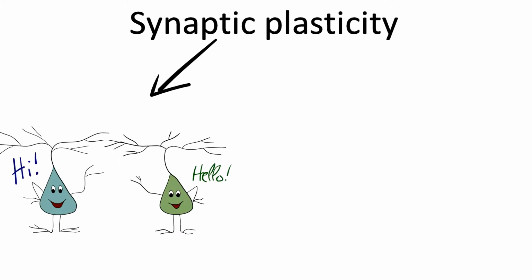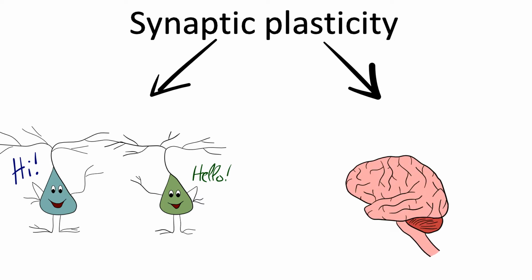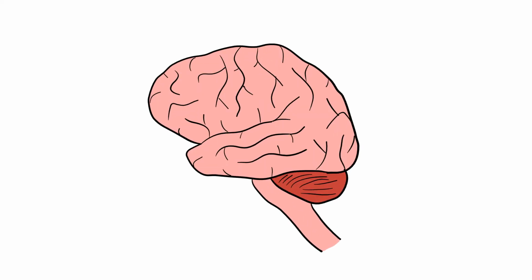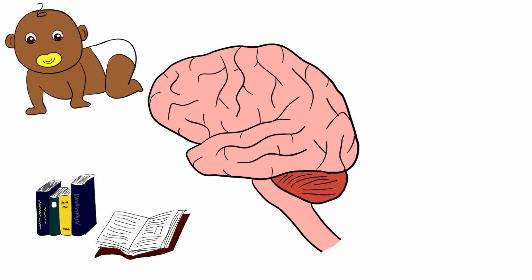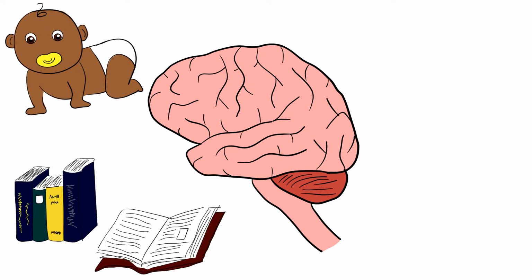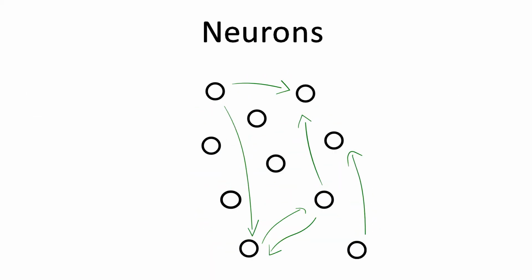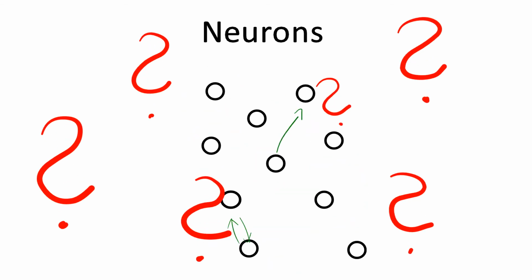Synaptic plasticity effectively alters communication between neurons and, as a result, shapes communication between different brain areas. This underlies virtually all brain function, from brain development to learning and memory, but also contributes to pathologies such as epilepsy, autism, depression, and Alzheimer's disease. Yet, we still do not fully understand how synaptic plasticity is regulated.